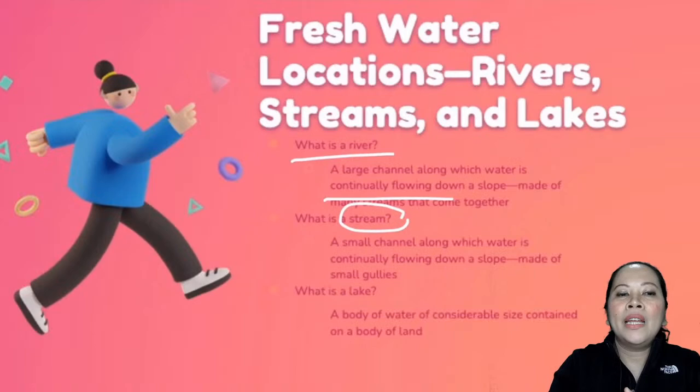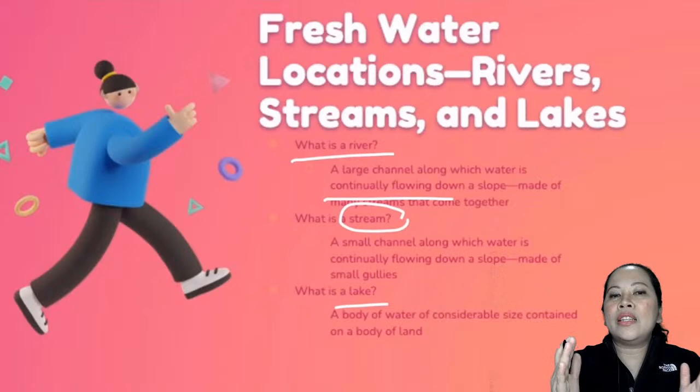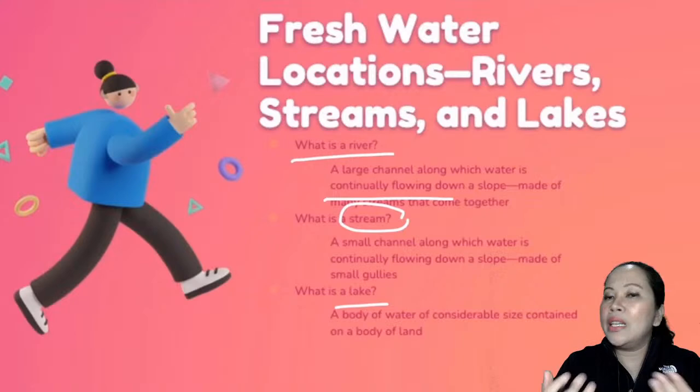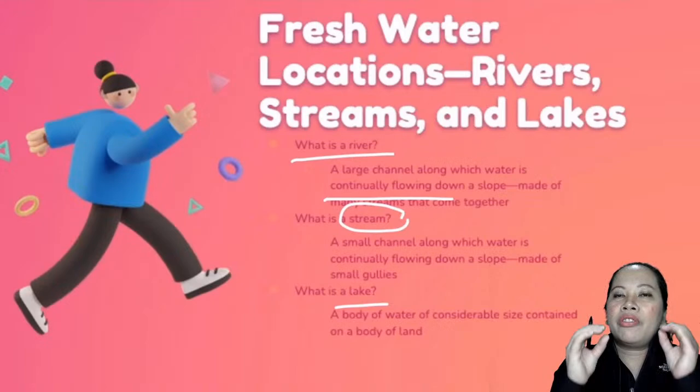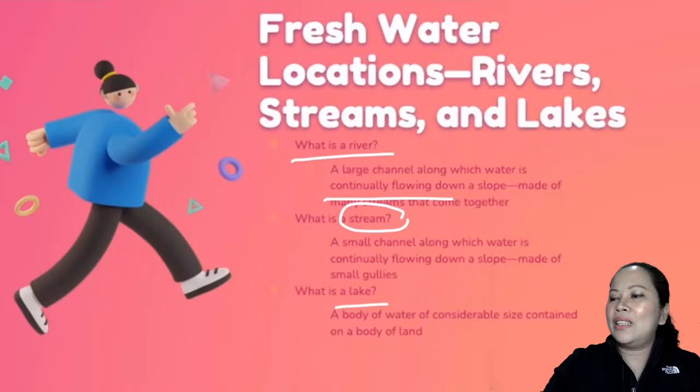Okay? And then we have a lake. So if a river is a large channel that is continually flowing, and a stream is a small channel wherein water is continually flowing as well, a lake is a body of water of considerable size contained on a body of land. So that's the difference. Okay.